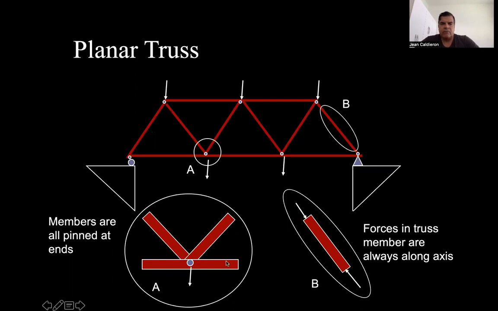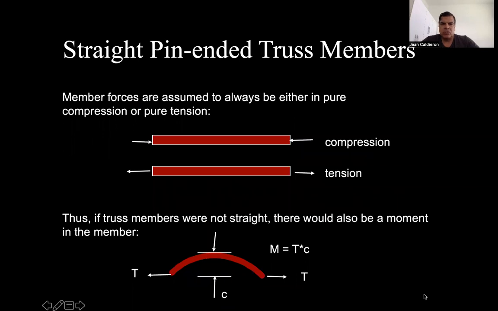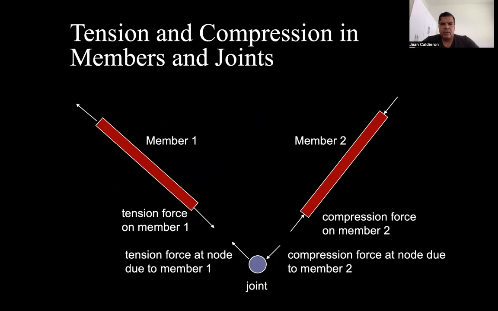And we look here at how we have pins between them, and the forces will always be along the axis, the internal forces of the truss. Well, some members will be in compression, some members will be in tension. If the members are not straight, we will also have moment in the member. When we calculate what's going on in each one of the members, we will realize that some members are in compression and some are in tension.